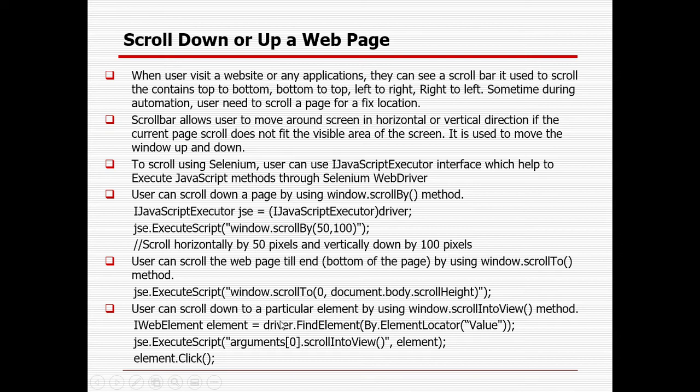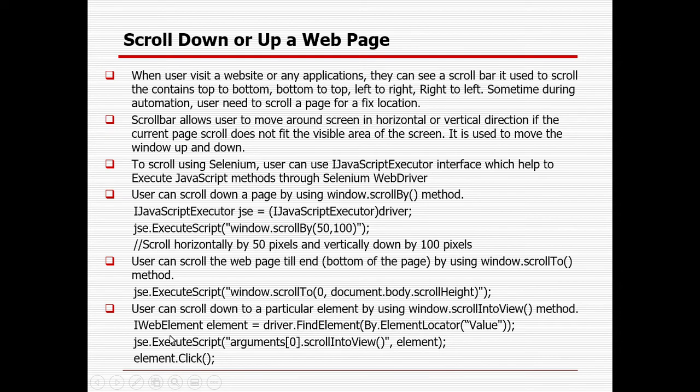Similarly, if you want to go to a particular element, you only need to view that element, and once the element is visible you want to perform some operation, so you can directly go to the element with the help of scrollIntoView. Before that, you need to identify the element with the help of an element locator technique. It can be ID, CSS, XPath, link text, partial link text, name, anything. After that, with the help of ExecuteScript and scrollIntoView, you can directly go to the element.